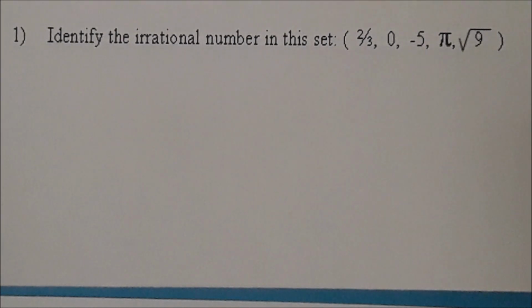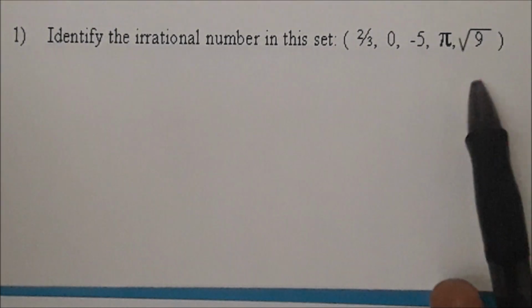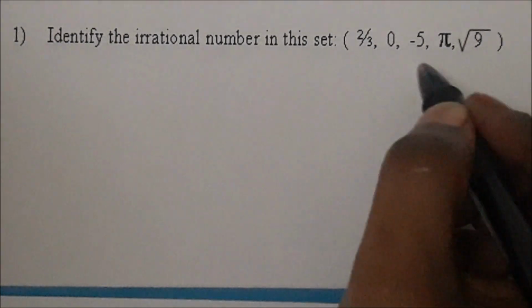Number 1, read it for us, Precious. Identify the irrational number in this set. Okay, and you have the fraction 2/3, 0, -5, pi, and square root of 9. One of them is an irrational number. Precious, work it for us. In this set of numbers, the irrational number would be pi.